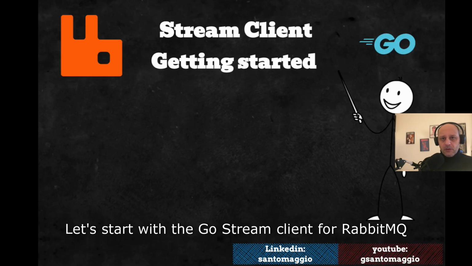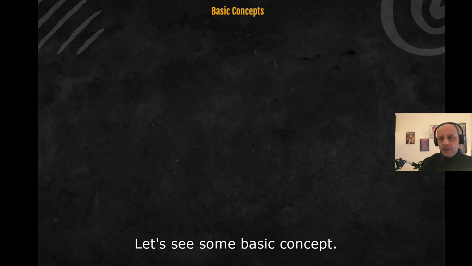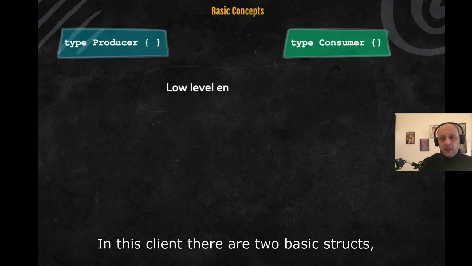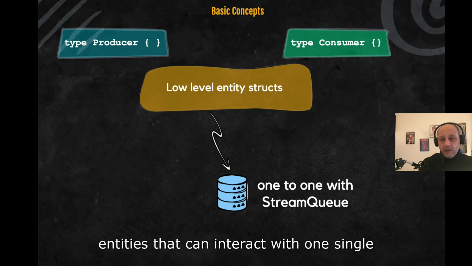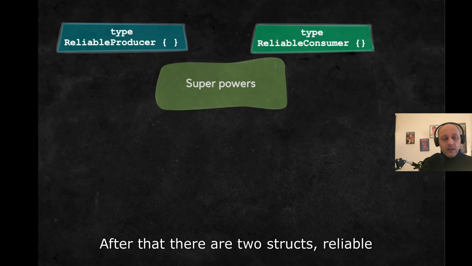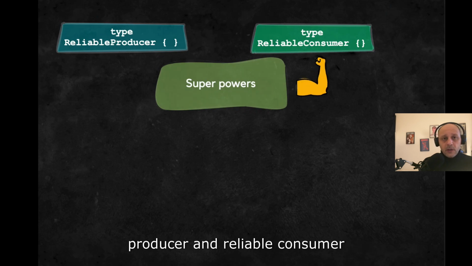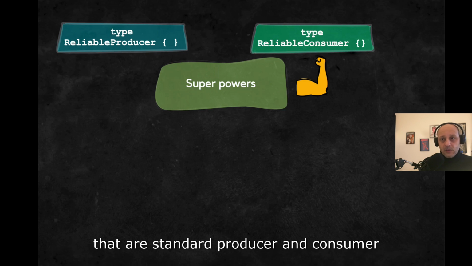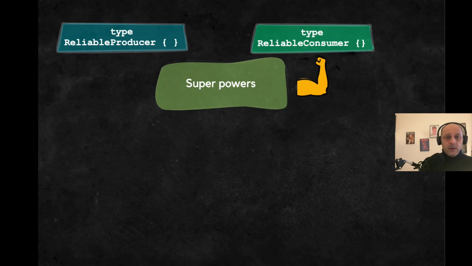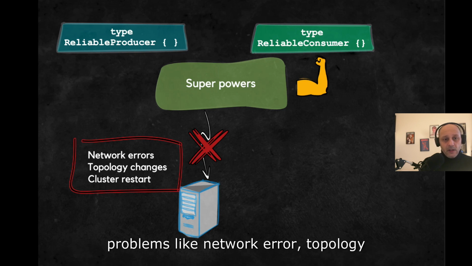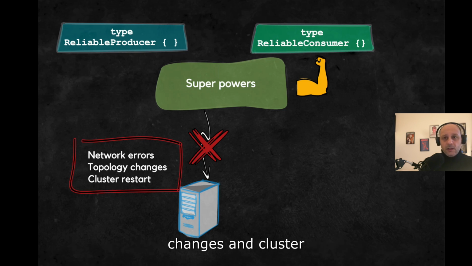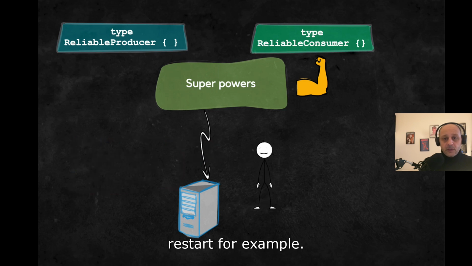Let's start with the GoStream client for RabbitMQ. Let's see some basic concepts. In this client, there are two basic structs, consumer and producer, that are low-level entities that can interact with a single stream queue. After that, there are two structs, reliable producer and reliable consumer, that are standard producer and consumer with superpowers. They can deal with temporary problems like network errors, topology changes, and cluster restarts, for example.